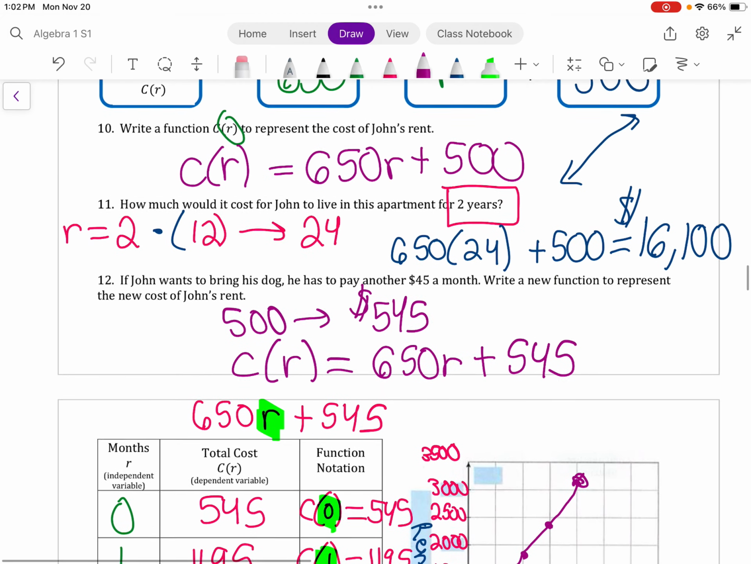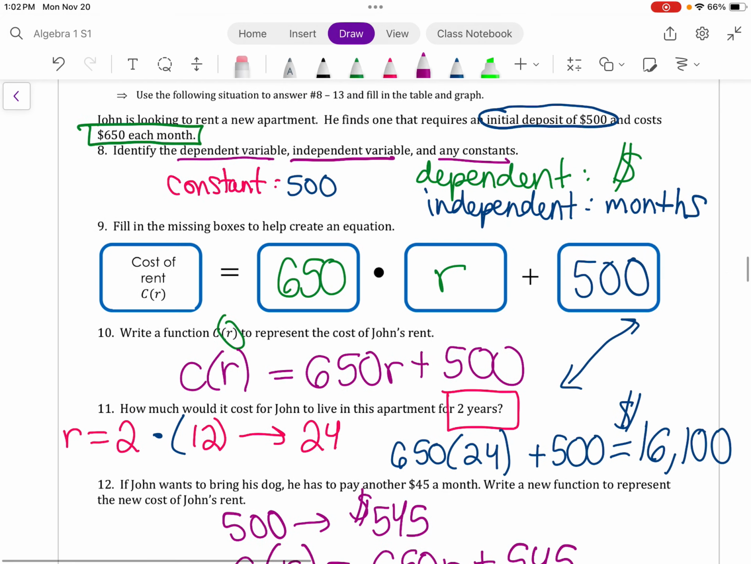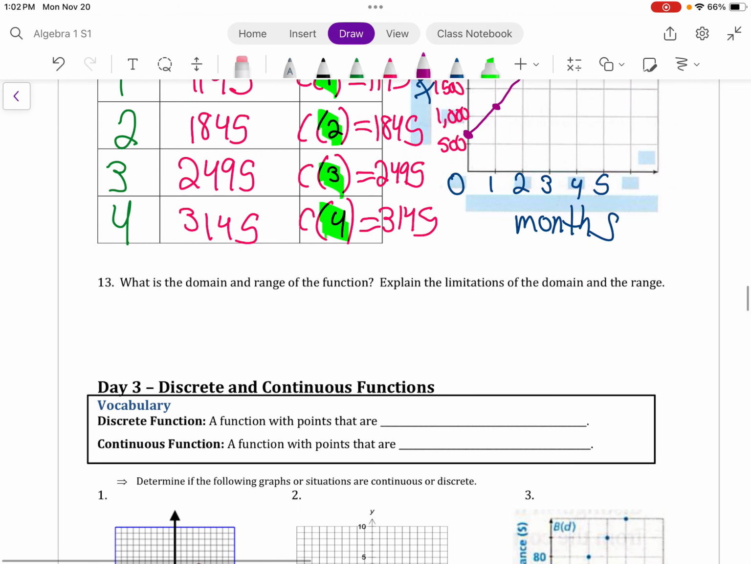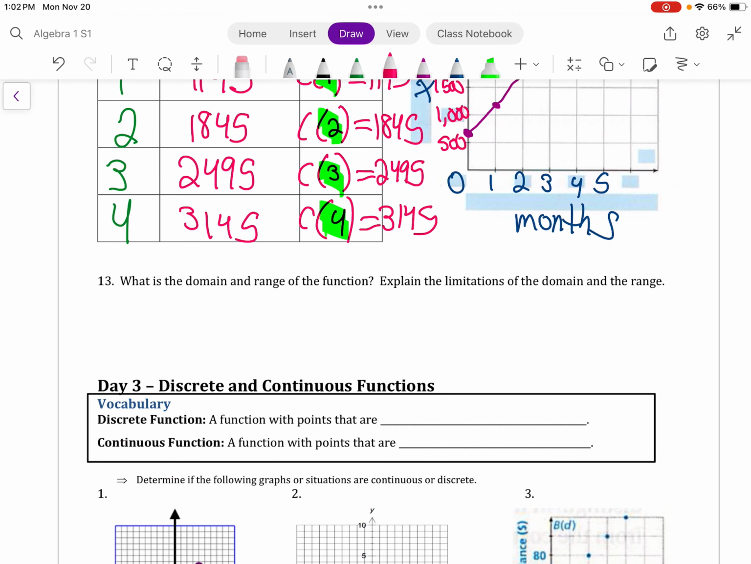So again, writing the equation. So what information do you have? What's independent? What's dependent? Make the equation. Then plug in the necessary information to solve. What is the domain and range? So domain and range, again, is the pieces of the puzzle.